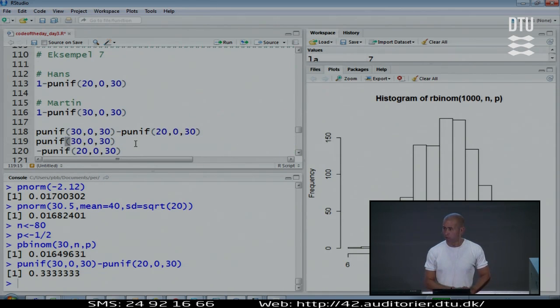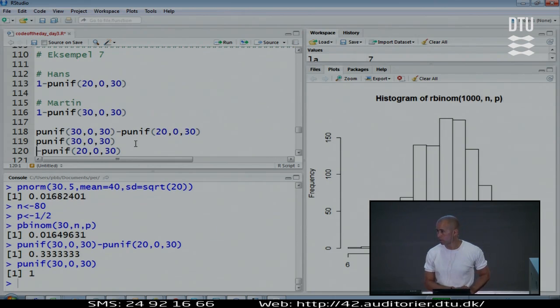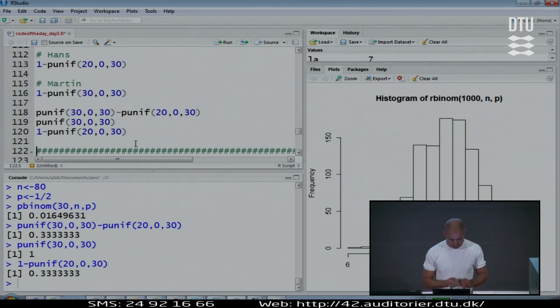Actually, of course, let me just put in this number. What is the chance of arriving less than 30 minutes in a 0 to 30 minute slot? It's 1, obviously. It was the right-hand side of the distribution. So with the same number, I could, of course, have asked, what is the chance of arriving beyond the 20 minutes point in the 30 minute slot?